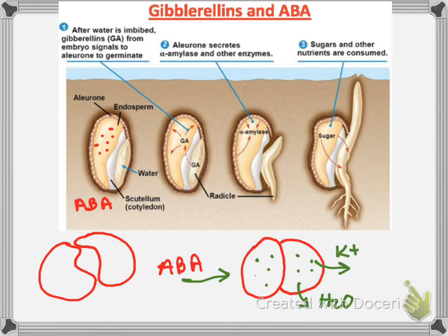On the other hand, you can obviously reverse it. If you remove that ABA, if you take the ABA out, the potassium is going to rush back into the guard cells, and then you also have water rushing in. That's going to make the cells turgid, and then you're going to open the stomata.